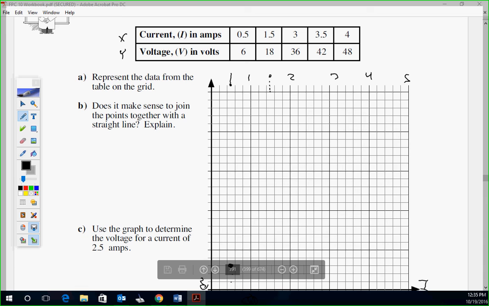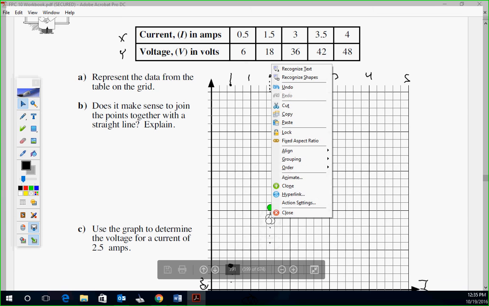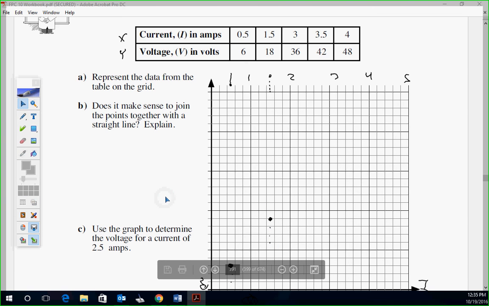So here was 0.5. Then here's 1, and here's 1.5. I'm going up to 18 now: 8, 10, 12, 14, 16, 18. So there's my next point.